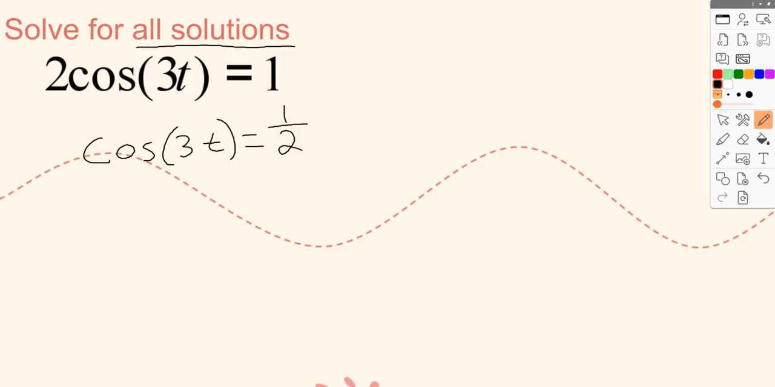Now, a lot of people want to try and divide by 3 as well. But that 3 is inside of the cosine, so I can't undo that until we undo our cosine. Are we okay with that? Alright. Now our cosine is by itself, so now is when we use our unit circle, because 1/2 is on our unit circle. So remind me, on our unit circle, cosine is our what value? X. Our x values.